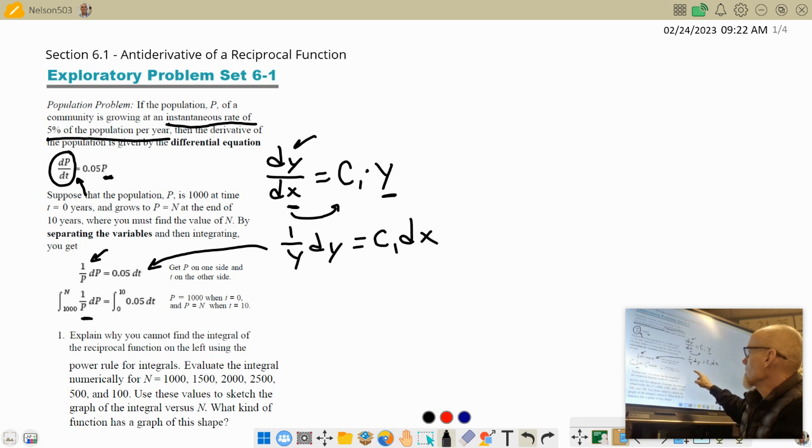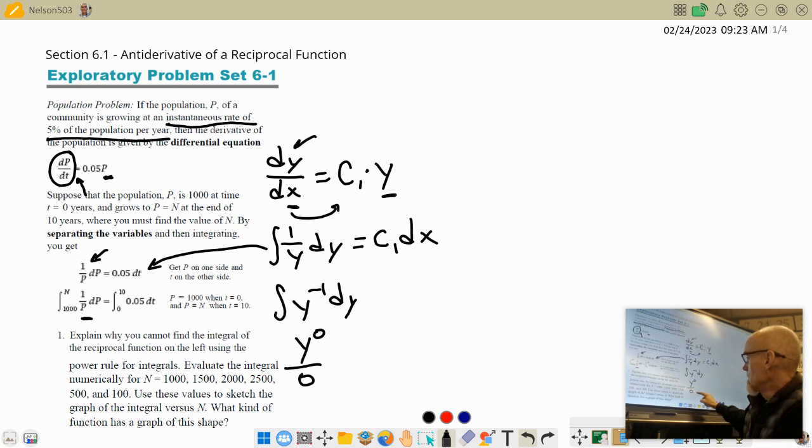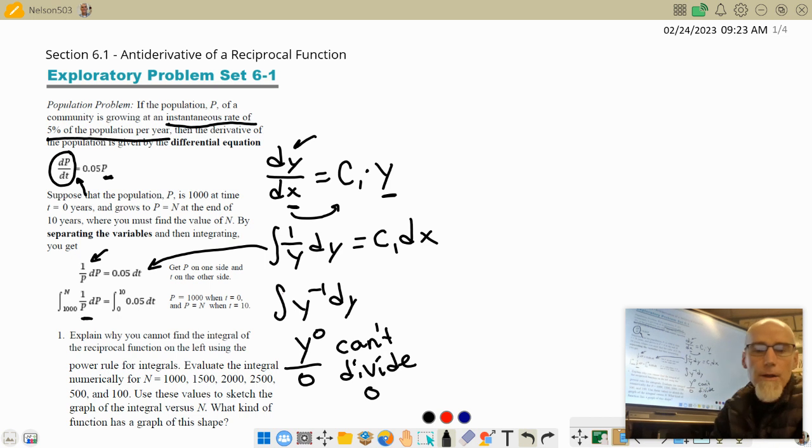So they're saying you can't take the antiderivative of 1 over p. Well, let's think about that for a second. I've got a y here instead of a p, but that's the same as the antiderivative of y to the negative 1 dy. Why can't we do the power rule on this? Because when we raise the power by 1 and divide by the new power, I would get y to the 0 divided by 0. You can't divide by 0, so you can't use the power rule. That explains why you cannot use the power rule on that.